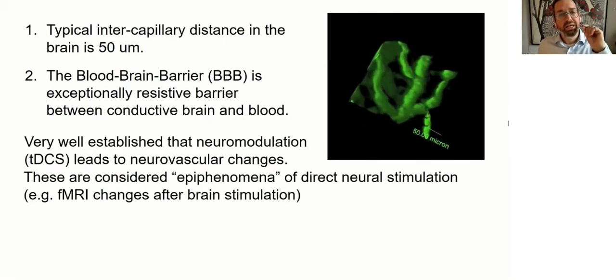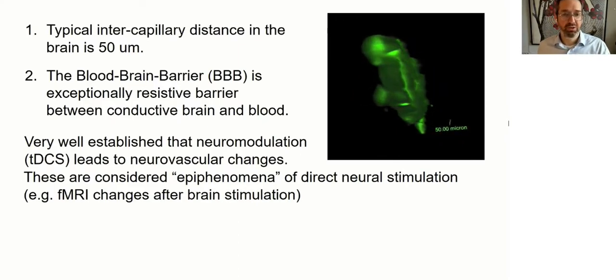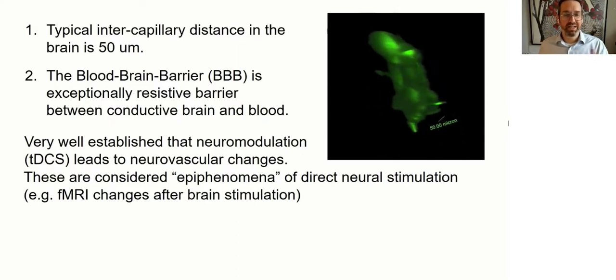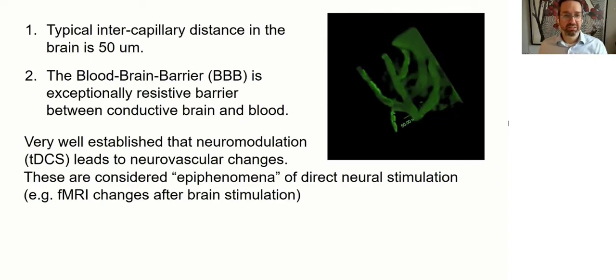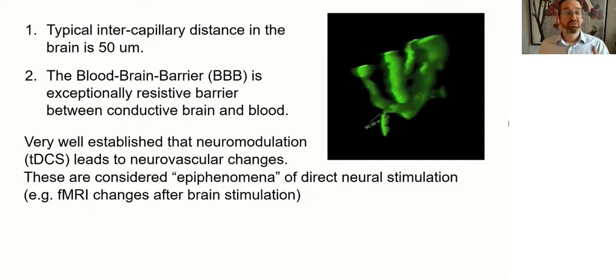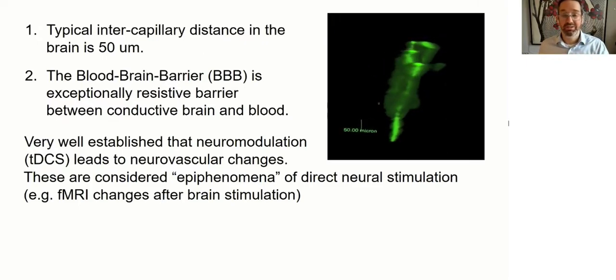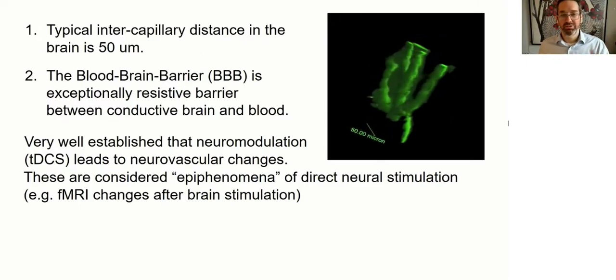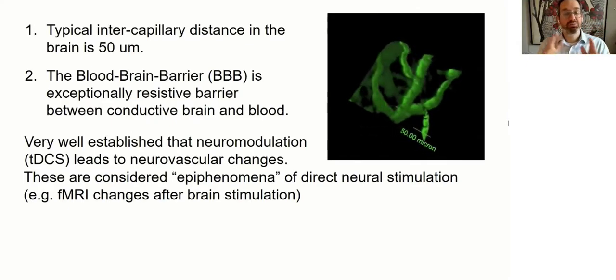Now, it's already very well known that neuromodulation affects vascular function. What's the most obvious effect of tDCS? Skin reddening. Many people have imaged the effects of neuromodulation, TMS, tDCS, and so on, using functional imaging techniques that are inherently dependent on hemodynamic responses, fMRI being the classic one. So you do tDCS, you use fMRI to measure brain signals.